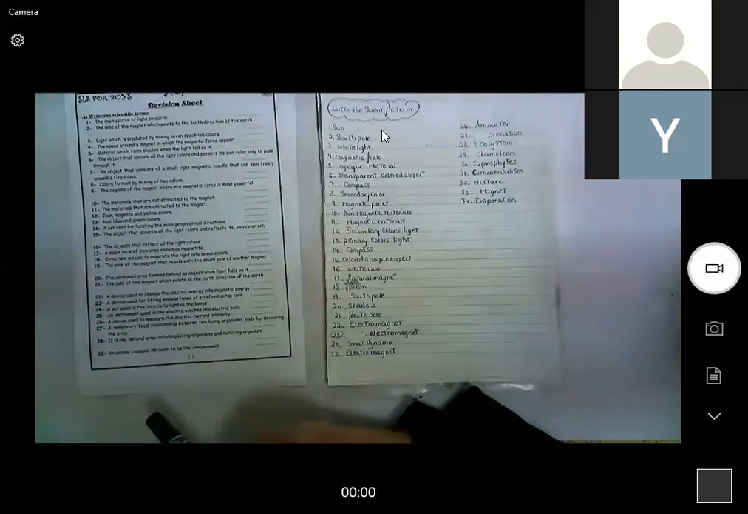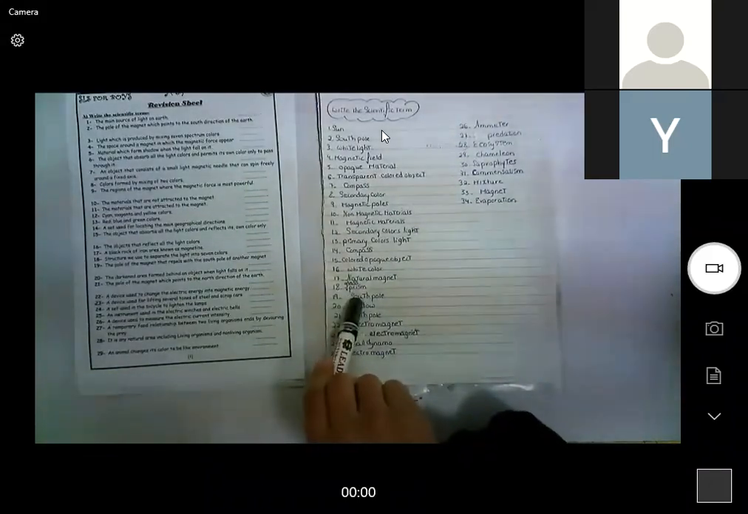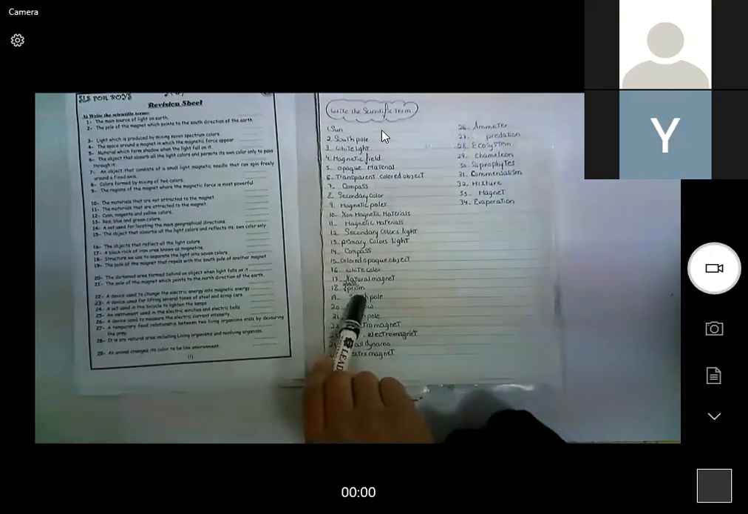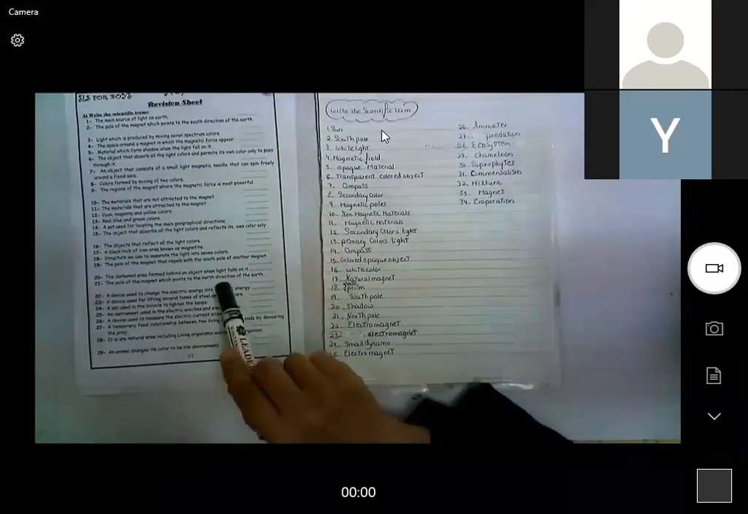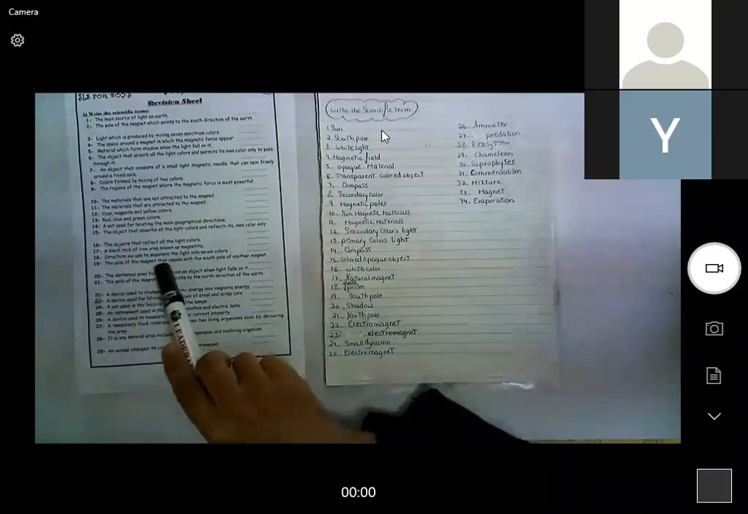Number 18, the structure we use to separate the light into 7 colors. What is the structure? What is the tool? What is the instrument? What is the set which we use to separate the light, or the white color, into 7 colors? It's called a glass prism. Glass prism. Okay.